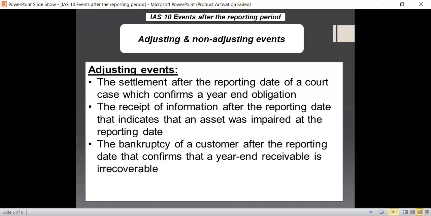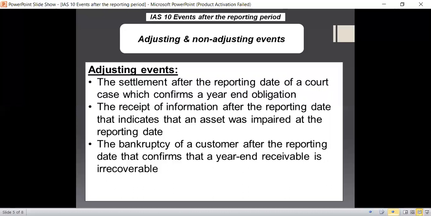There are some examples given in regard to the adjusting events. As I've told you earlier, for example, if there was a settlement after the reporting date of the court case which confirms a year-end obligation, which gives us an idea that the condition was already present at the year-ending date. But the event which has happened now is confirming it's present at the year-ending date, then we have to adjust it. We have to change our financial statements to reflect that event.